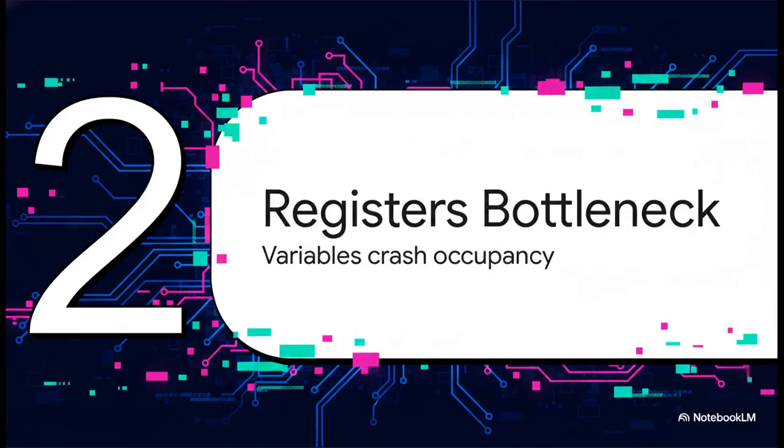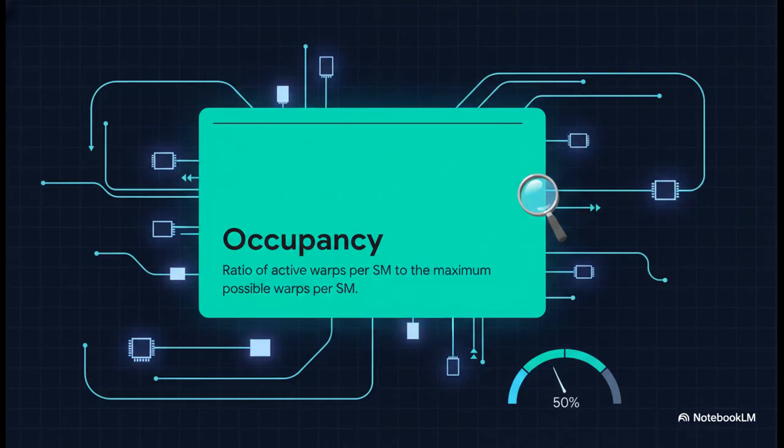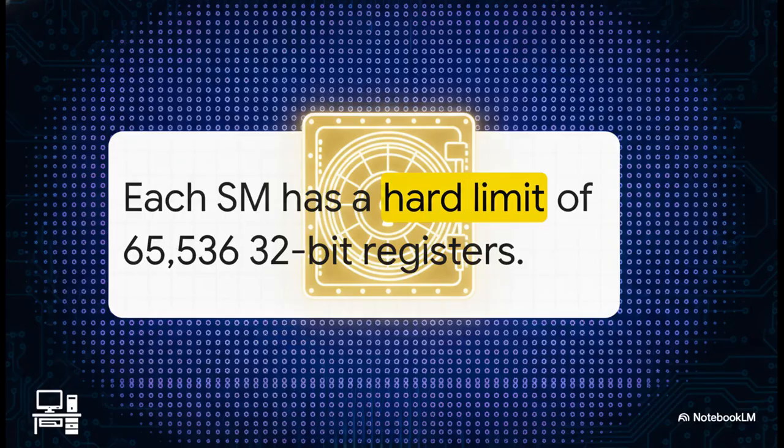Section 2. Registers, the hidden bottleneck, or when variables crash your occupancy. Now, before we look at registers, we really need to define the metric we use to measure exactly how much parallelism we're losing when we hit these hidden bottlenecks, and that metric is occupancy. Occupancy is simply the ratio of active warps per SM to the maximum possible warps per SM. So if the hardware limit is 64 warps and your code only allows 32 to run, well, your occupancy is 50%.